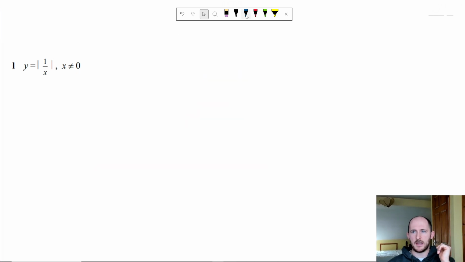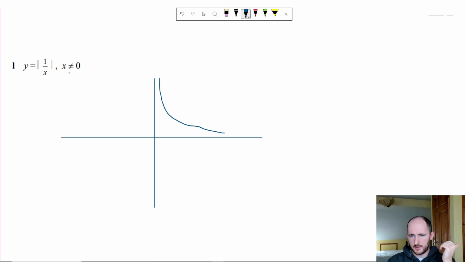So now, once again, we have y equals 1 over x. So all of these graphs are graphs that you need to be able to do just on the fly. And if you remember what the y equals 1 over x graph looks like, it looks like this.